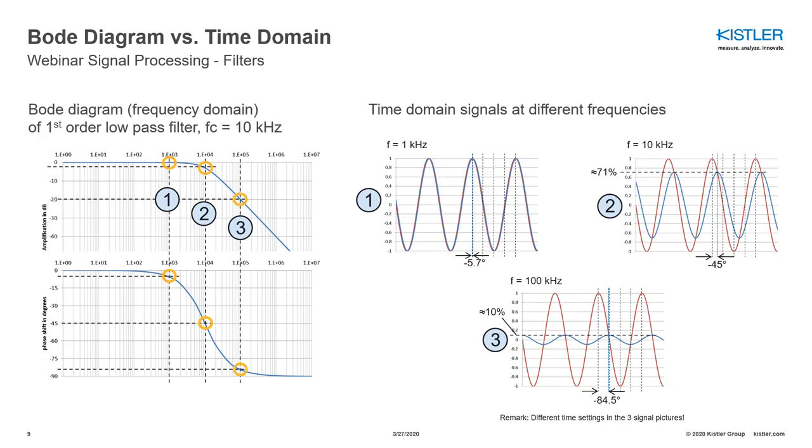Again, we can see that the amplitude of the blue output signal is now further reduced. It's at roughly 10%. So this 10% equals this amplification of -20 dB we can see in the Bode diagram. And we can clearly see that there is a phase shift of roughly -85 degrees between the red input signal and the blue output signal of the low-pass filter.